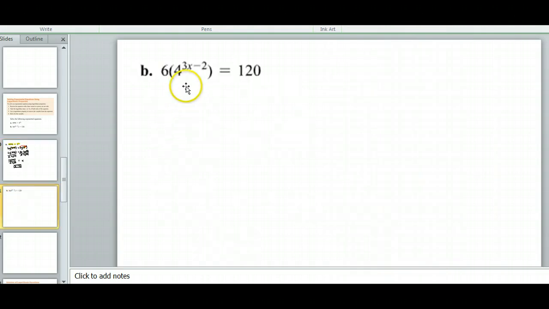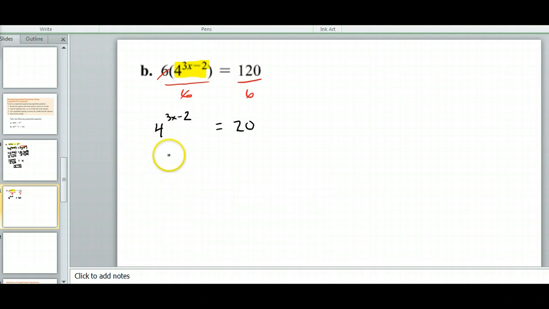Alright, now this one, we want to isolate the exponential part. So this is the part that has the x in the exponent. So we want to isolate it. So the first thing we're going to do here is divide away the 6. Alright, so I've got 4 to the 3x minus 2 power equals 20. Now again, you cannot divide the 20 by the 4. This is being raised to a power. So exponents trump division. We wouldn't be able to do that division anyway.